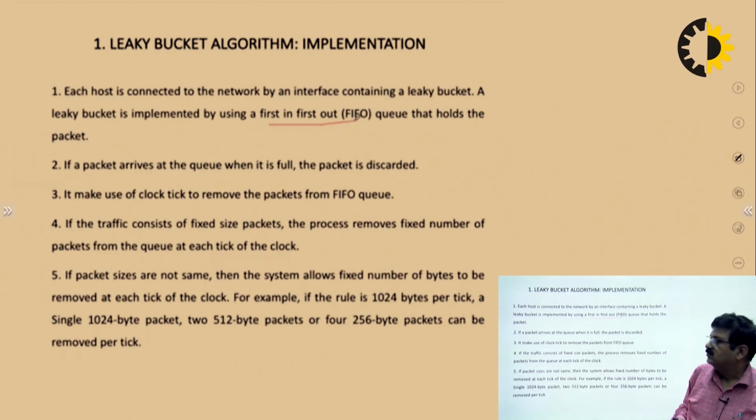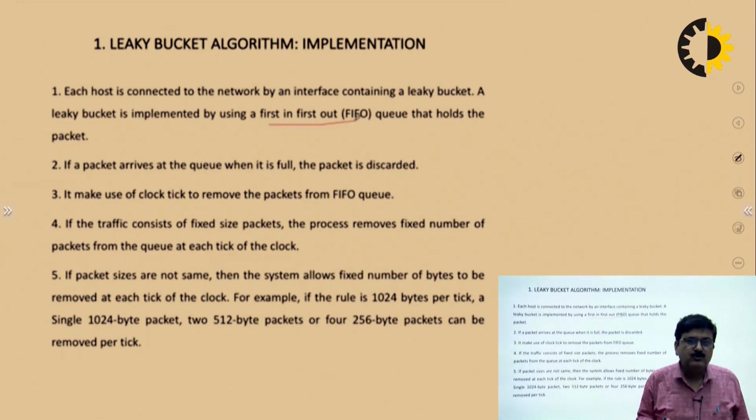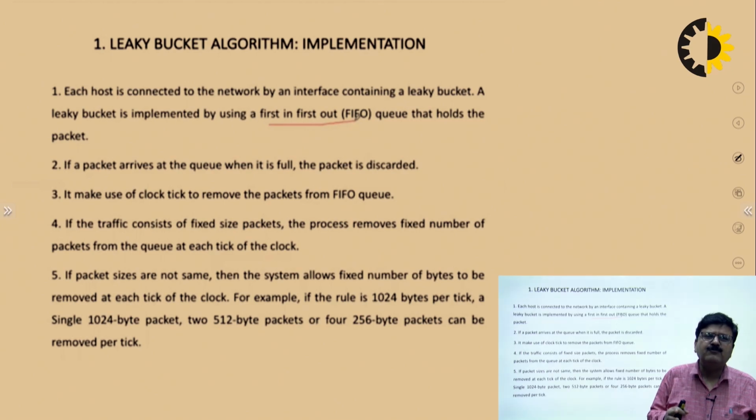If a packet arrives at the queue when the queue is full, the packet is discarded, just like when the bucket is full, the water flows out from the side. It uses a clock tick to release packets from the queue. After every tick, if the packet size is the same, after every 1 second one packet goes out.